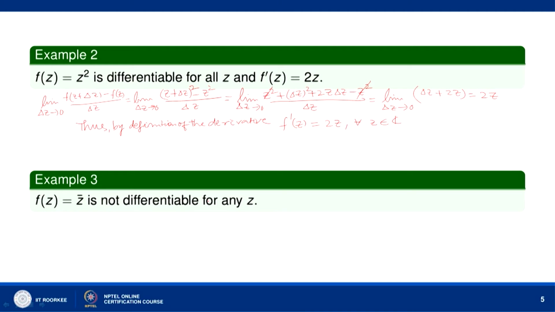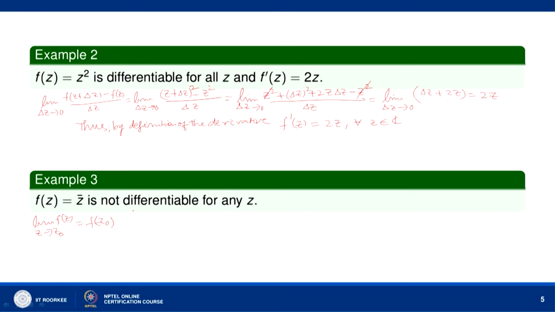We shall show that this function is not differentiable for any z, although it is continuous for all z. We can see its continuity also. Suppose you want to show the continuity of z conjugate, then we can show that limit of f z as z goes to some z naught is equal to f z naught. If you want to show the continuity of this function f z equal to z conjugate, then we have to show that limit of f z as z goes to z naught is equal to f z naught.